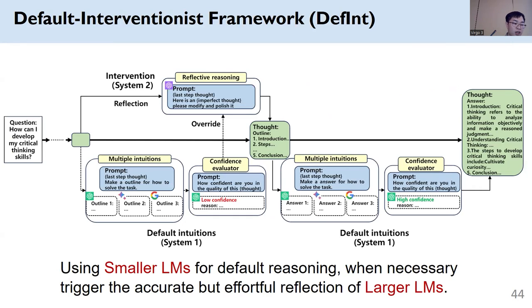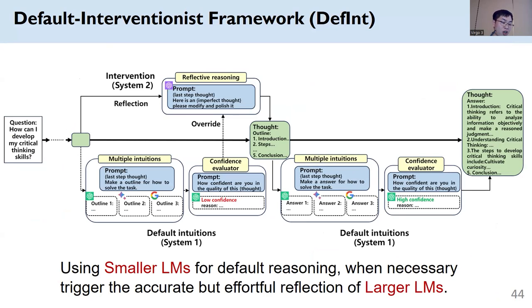Here we propose a default-interventionist framework, which uses the smaller language models for default reasoning. The default reasoning steps are taken by the smaller language models, but followed by a confidence evaluator. We ask the smaller language model to reason several thoughts in parallel, and we compare these thoughts, which are considered as several intuitions. If they agree with each other very well, then we believe they have high confidence in this intuition step, and we accept it as a formal reasoning step.